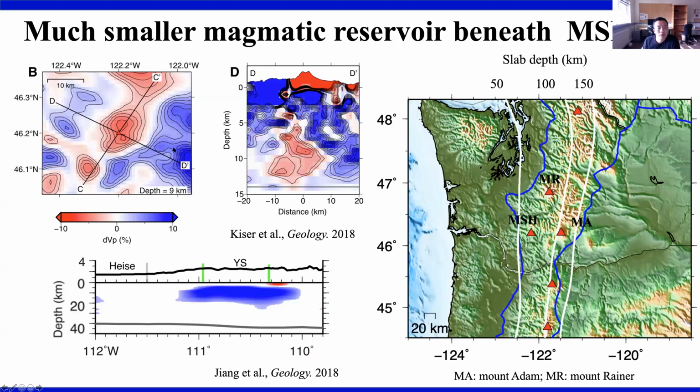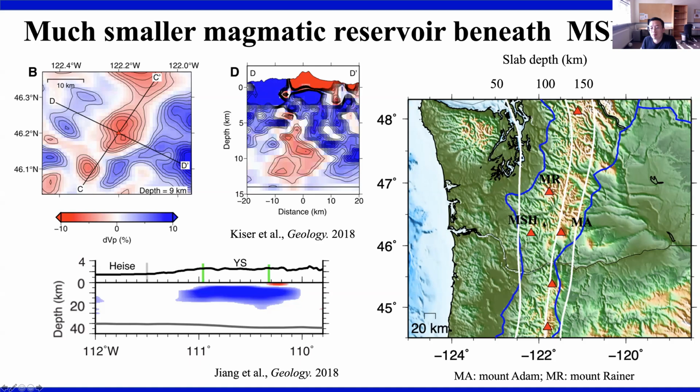For Mount St. Helens, you can see the P-wave tomography model at a depth of 9 kilometers. This is the Mount St. Helens volcanic center. If you draw a cross section, you see this magma reservoir at shallow depths on the order of 10 to 15 kilometers, which is an order of magnitude smaller than Yellowstone. So instead of worrying about why this is much smaller, I think seismologists and volcanologists are more wondering why there's even a volcano here at all.